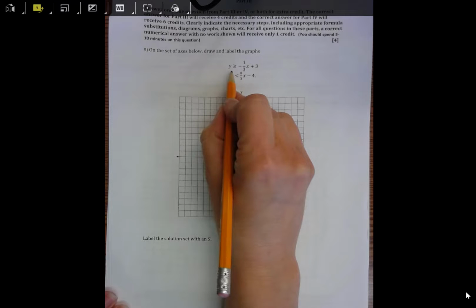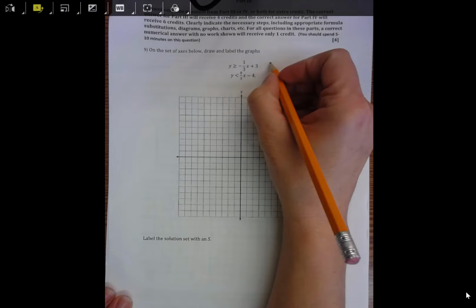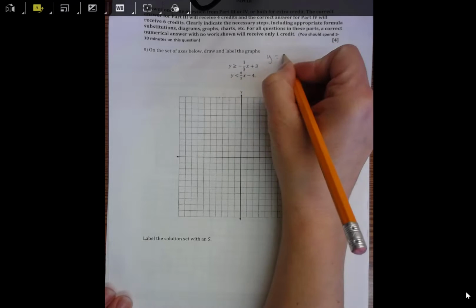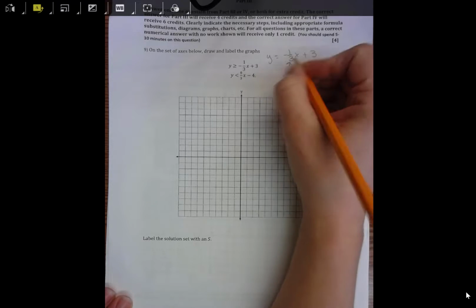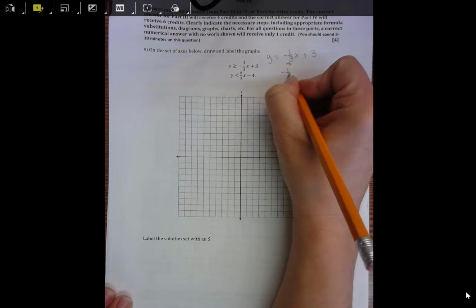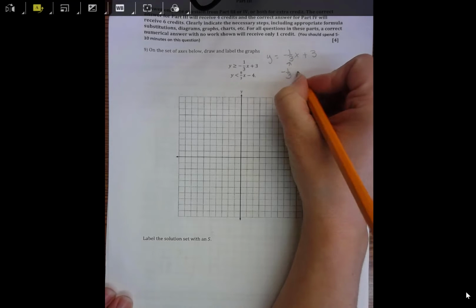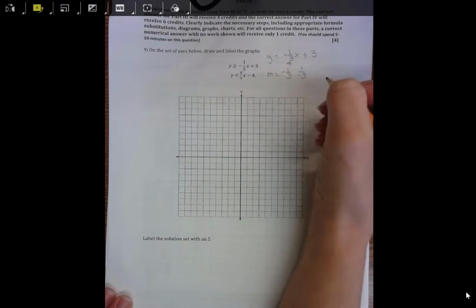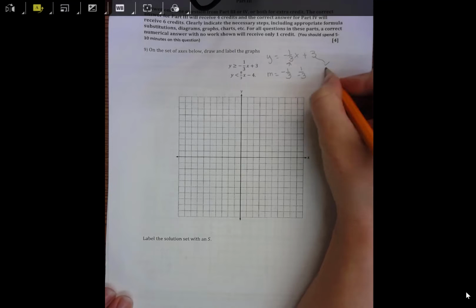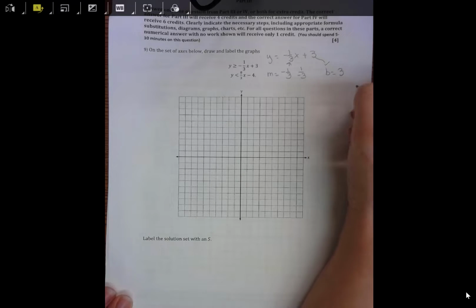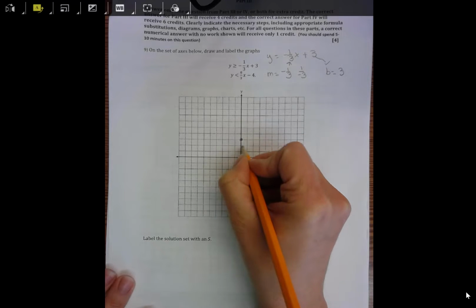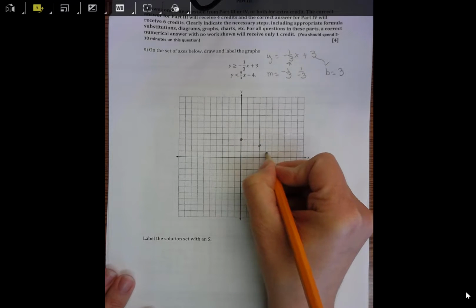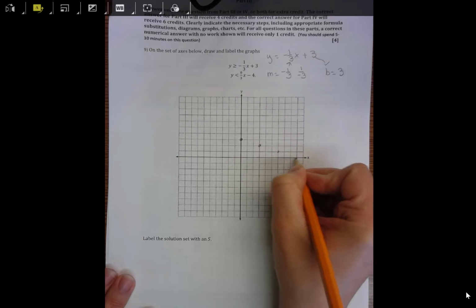So my first inequality, I'm going to graph the plane divider. Y equals negative 1/3 x plus 3. I know that my slope is negative 1/3, which I could also write as 1 over negative 3. So that's my slope. And here is my y-intercept, which is 3. So I'm going to go up 3 units on the y-axis to plot my first point, and then use the slope to plot additional points.